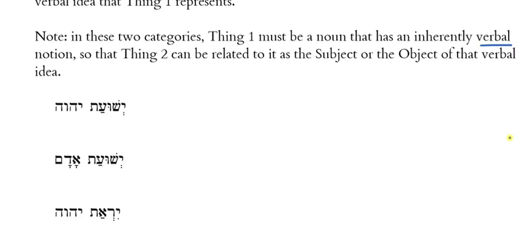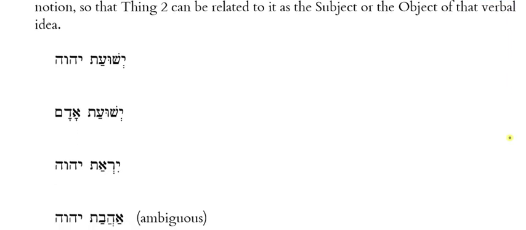For example, let's take the word Yeshuat Adonai. This comes from the word Yeshua, which means salvation. Okay? Salvation or deliverance. That's the absolute form with a comma say. Notice it's in the construct form with the at ending. A becomes at. So this is thing 1, this is thing 2. Salvation is the act of saving, but it is a noun, it's not a verb. But it's a noun that has an inherently verbal idea.